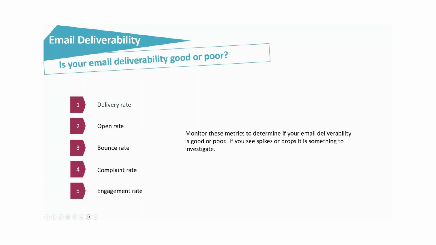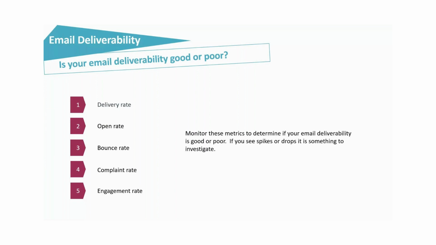So is your email deliverability good or poor? These are the metrics that kind of do that, and you should look at them as well. What is your delivery rate? It measures the proportion of email delivered to recipient inboxes. It's a good indicator of deliverability. If your delivery rate is consistently high, that's a good sign that everything's going okay. Open rate: the higher the open rate, the better, of course. Bounce rate: the higher the bounce rate, the worse things are, of course. And again, for complaints, and again, for engagement.